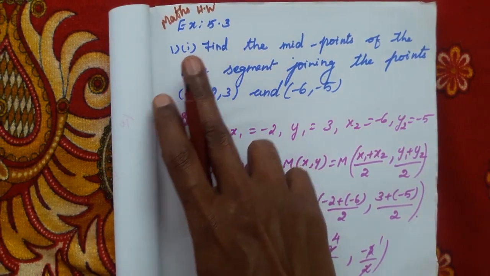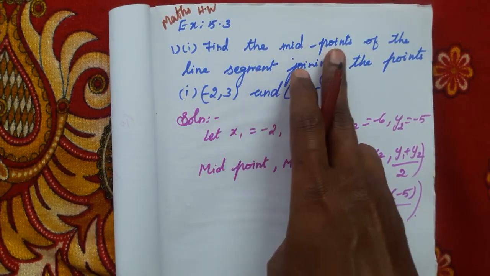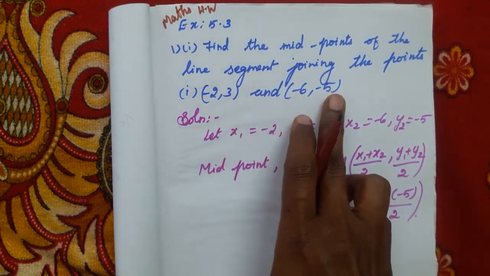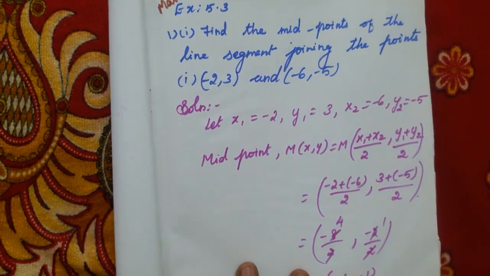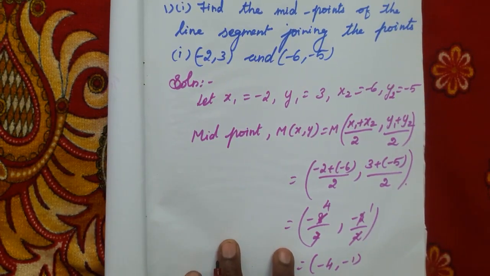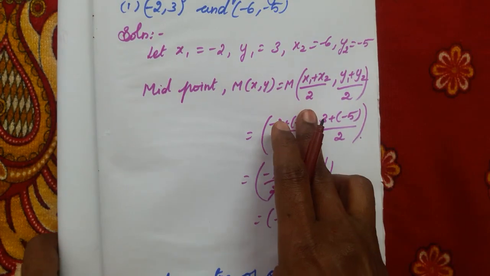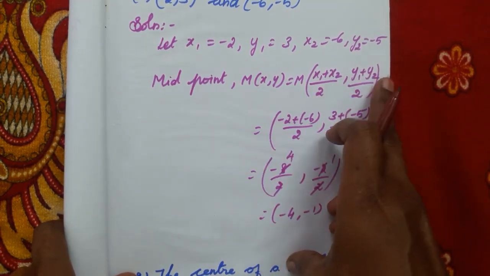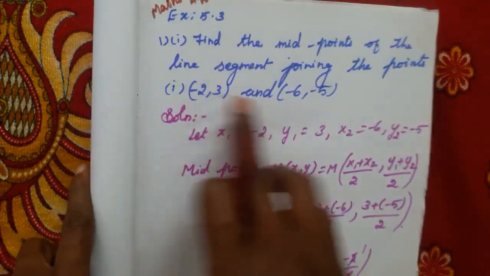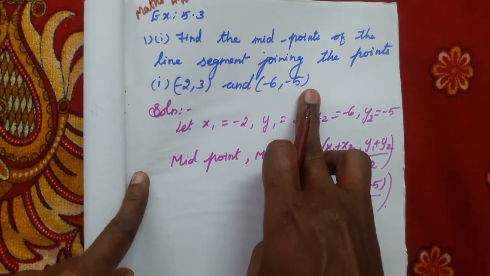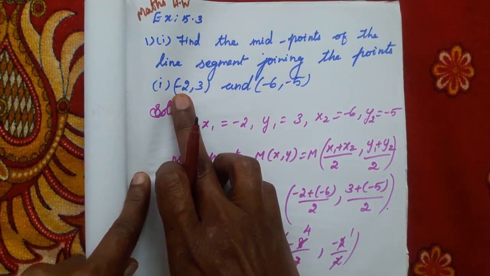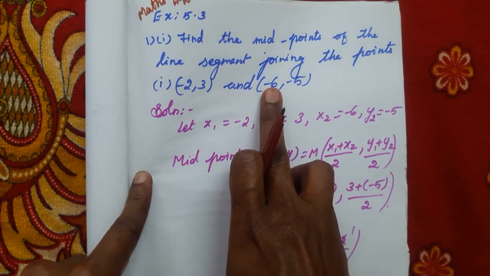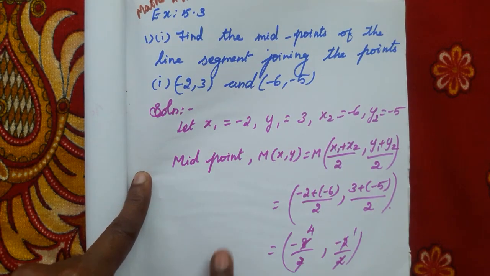Exercise 5.3, first problem. Find the midpoint of the line segment joining the points (-2, 3) and (-6, -5). What's the formula for midpoint? In the previous class itself I explained the formula: (x1 plus x2) by 2, (y1 plus y2) by 2. Given points (-2, 3) and (-6, -5). Here x1 is equal to -2, y1 is equal to 3, x2 is equal to -6, y2 is equal to -5.